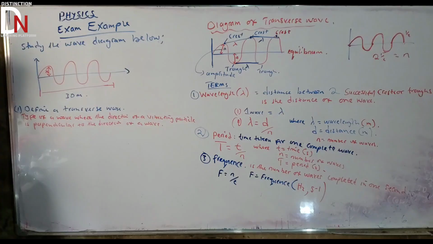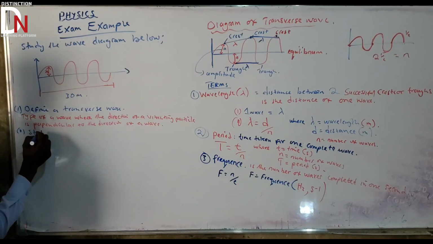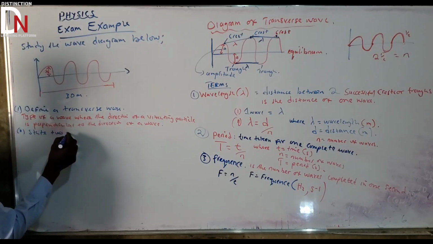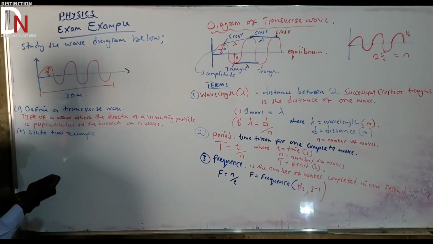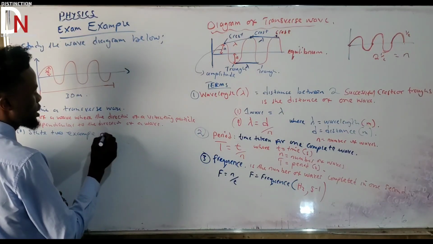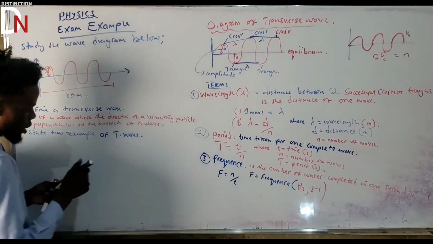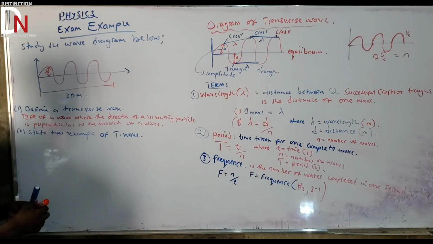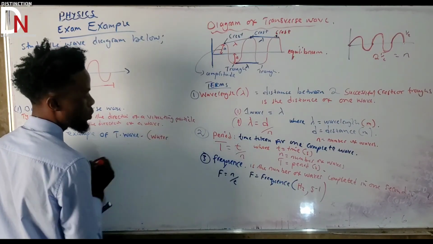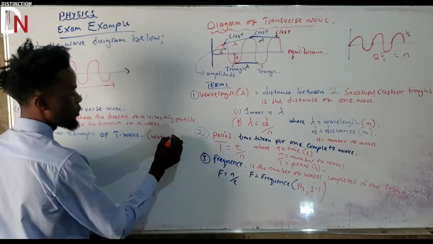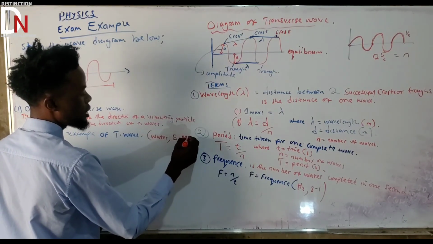Now, what could be the second question they can ask you? They are going to tell you, state two examples of a transverse wave. What could that be? We said the first answer is water waves. What else? Electromagnetic waves.